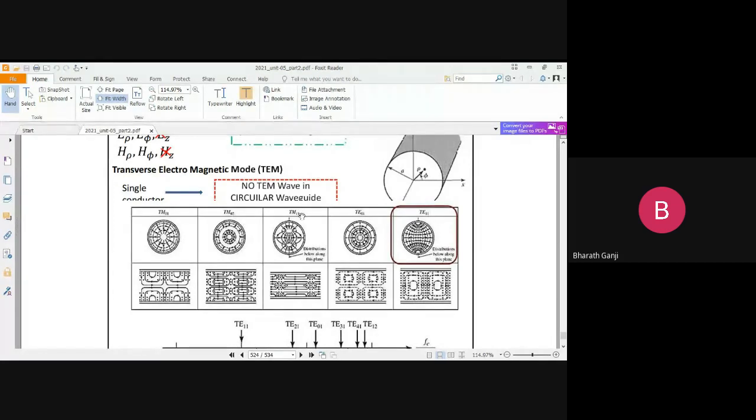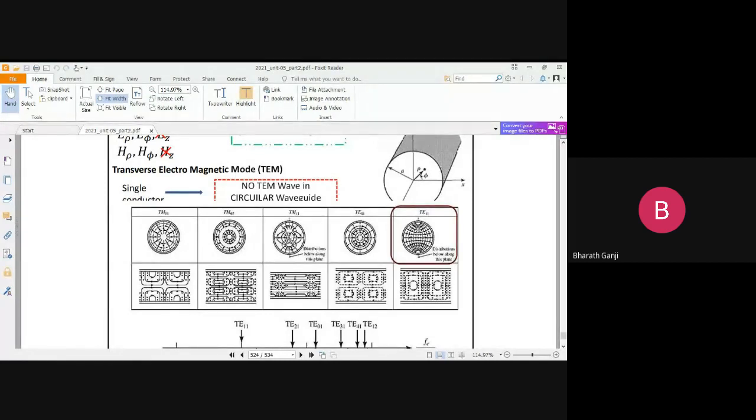So if n is taken as, sorry, this is n equal to 0, these are TM modes, so this is for the n equal to 0 case. For n equal to 0 you have symmetry everywhere. But if you take n equal to 1 case, it repeats one time. If you take n equal to 2 case, there are two symmetric planes. Here, if n equal to 1, there is only one symmetric plane.